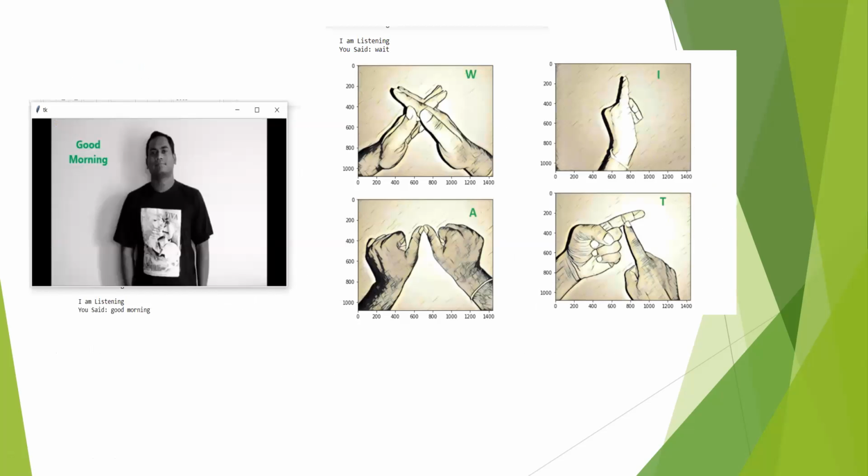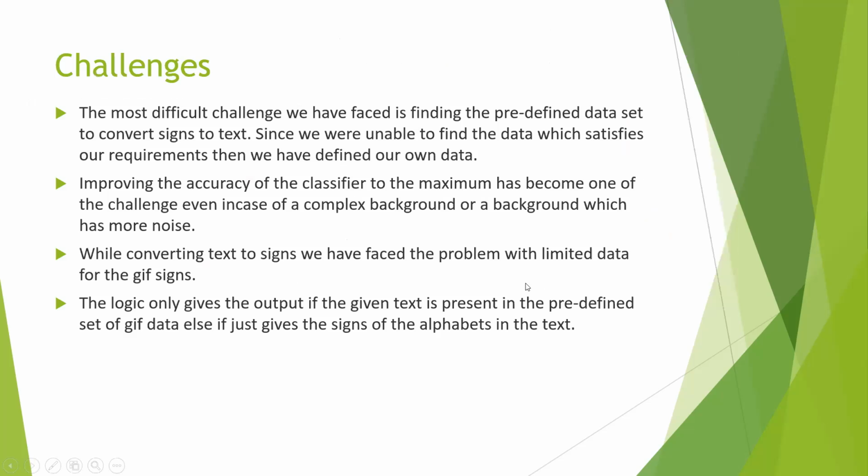This is how the results look for the conversion of speech to text and then to sign language. Let's say the text I have given through speech is in my predefined data, then it gives me a GIF. If the data is not present in the data set which I have defined, then it just gives me the sign language of every letter in my text. You can see here I said wait, and since that GIF is not present in my data, it just shows sign language for each alphabet. The same goes for text as well.